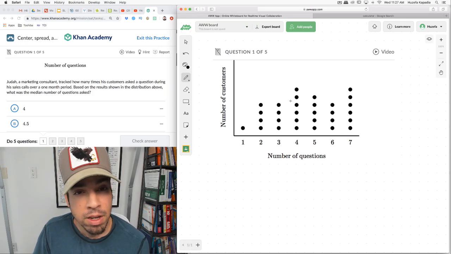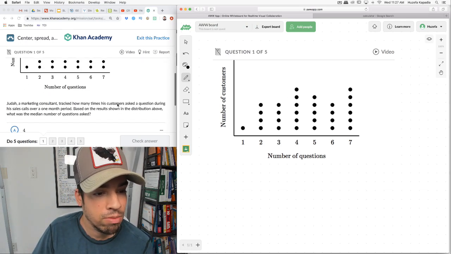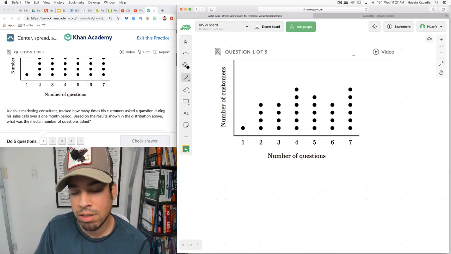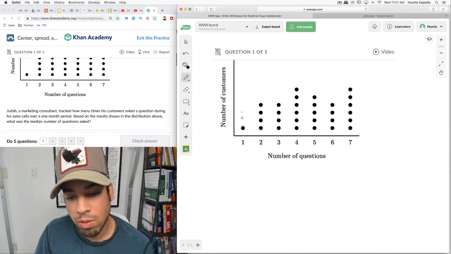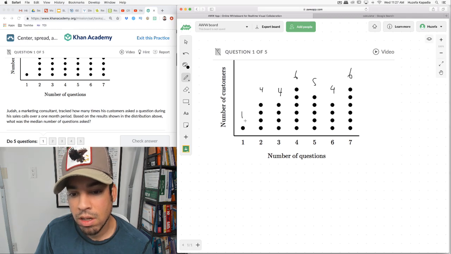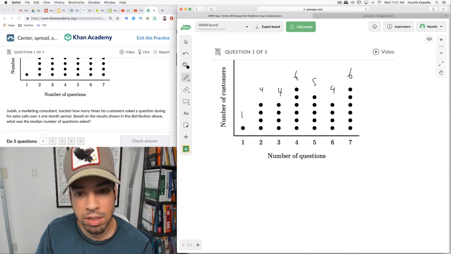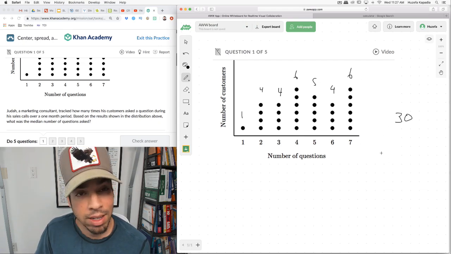All right. If we want the median, we first need to figure out how many customers or how many of these dots there are. And then find the median, which is the middle value, right? So I'm going to count it up. You got 1, 4, 4, 6, 5, 4, and 6. So 5, 9, 15. This is a no calculator question, right? So 15, 20, 30. Okay. So there's 30 total.